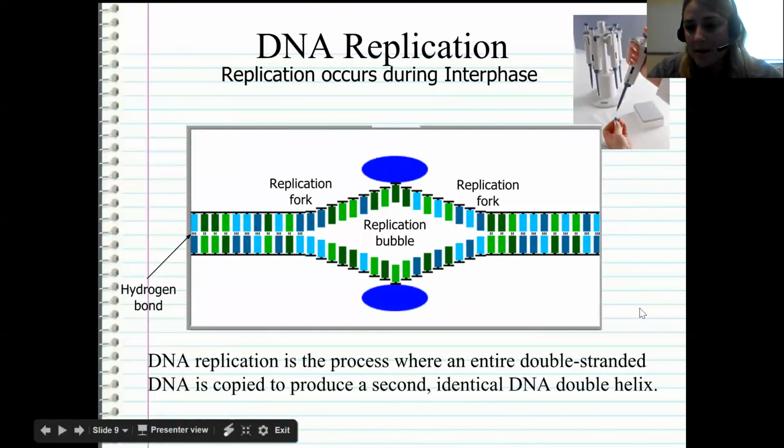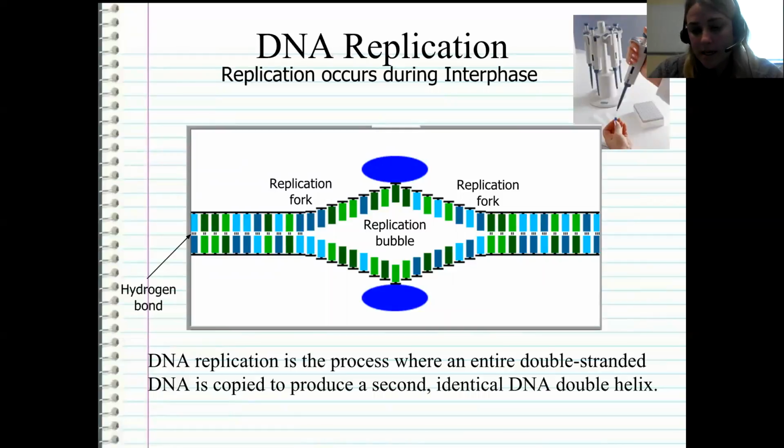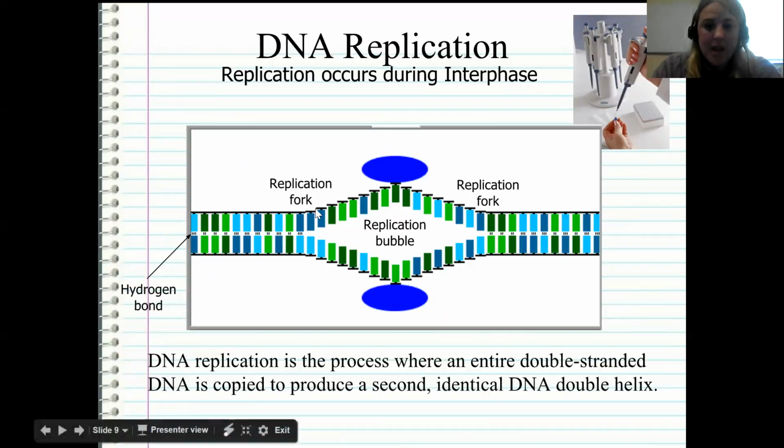So what is going on when DNA is being replicated? Something really important to understand is that DNA never leaves the nucleus. So when DNA is being copied during replication, it occurs inside of the nucleus. It never leaves the nucleus. All right, so let's talk about the process of DNA replication.